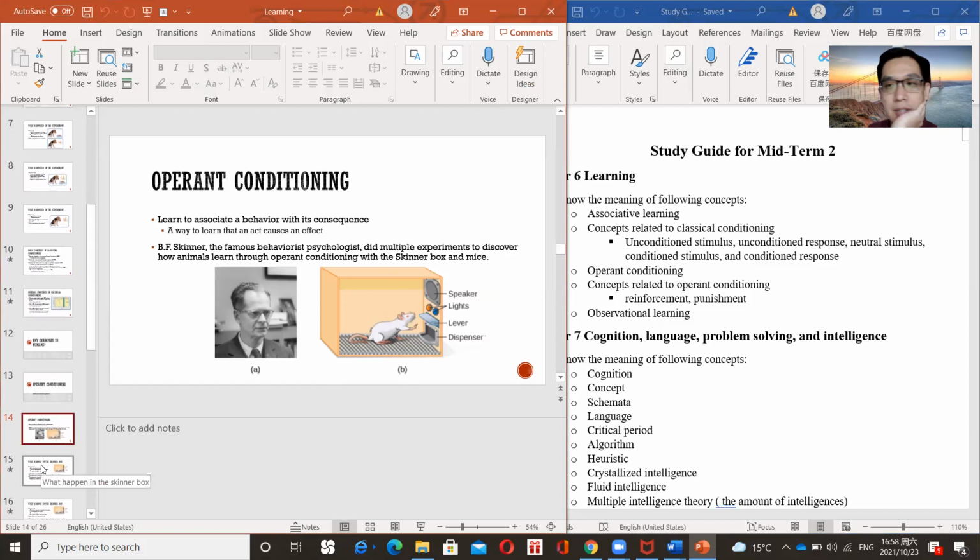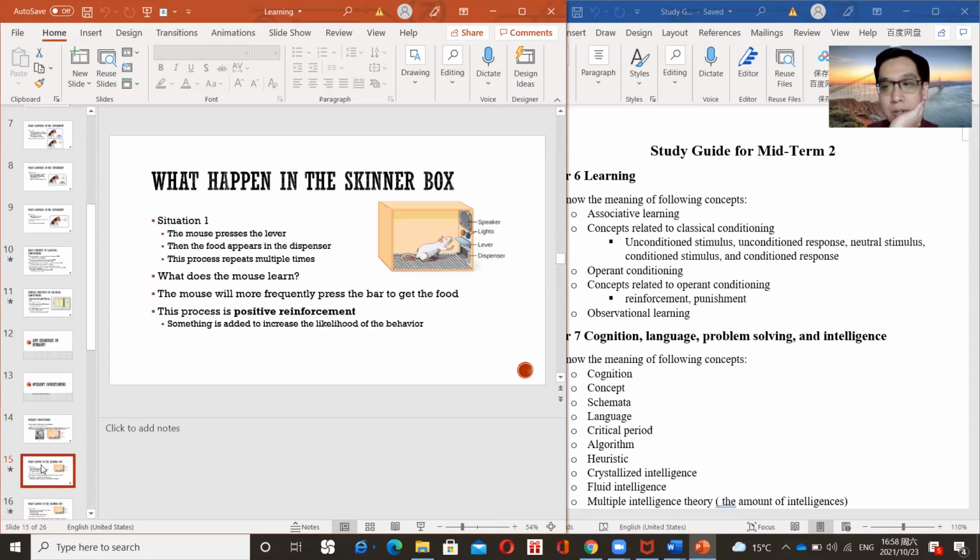So reinforcement is any stimuli that increase the frequency of certain behavior. That is reinforcement. Something can increase the likelihood of that kind of behavior. So that stimuli reinforce that behavior. It means that a stimulus can increase the likelihood of that behavior. Because of that reinforcement, because of that stimulus, the behavior is more frequent, is more likely to occur.